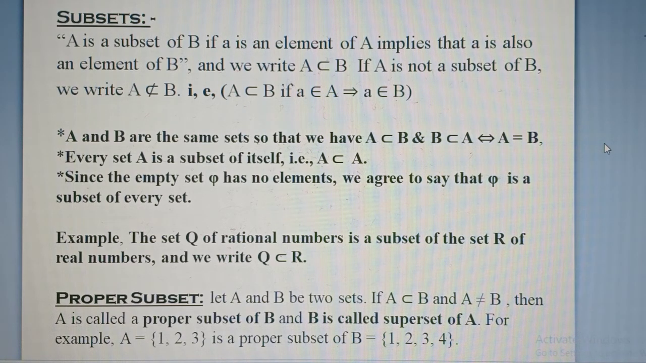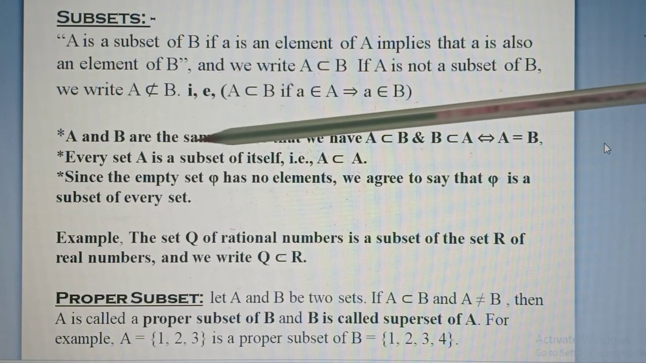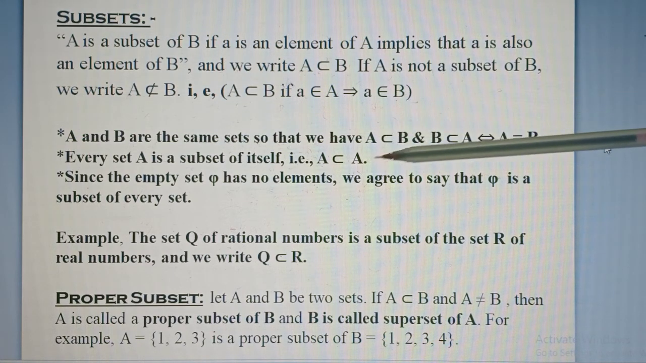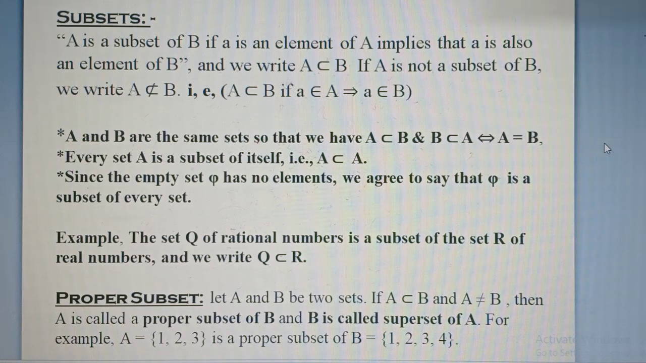So students, there are some points to be noted. If A is a subset of B and B is a subset of A, then we can write A = B. Every set A is a subset of itself, so A ⊆ A. Since the empty set phi has no elements, students, this is the symbol of the empty set, phi. We can say that phi is a subset of every set. For example, Q, the rational numbers, is a subset of R.